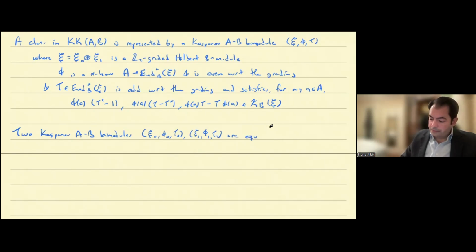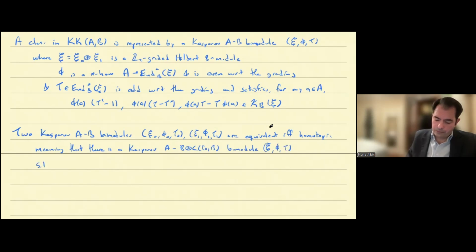Are equivalent if and only if they're homotopic, meaning that there is a Kasparov bimodule with B replaced by B tensored with continuous functions on [0,1], such that the two algebras you started with are what you get by evaluating at the endpoints.